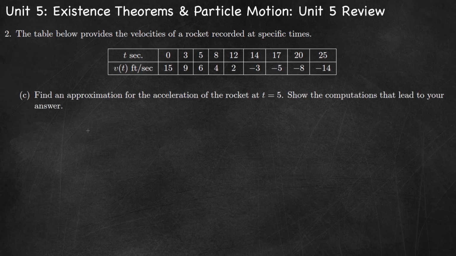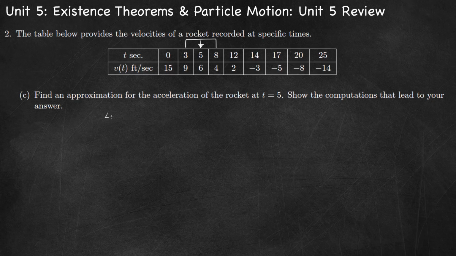Part C, find an approximation for the acceleration of the rocket at t equals 5. So acceleration is the derivative of velocity. We want to estimate v prime of 5. So we do have 5 in the table, but this is v of 5, and we want to estimate v prime of 5. We're going to do that by choosing the closest two surrounding points and getting the average rate of change.